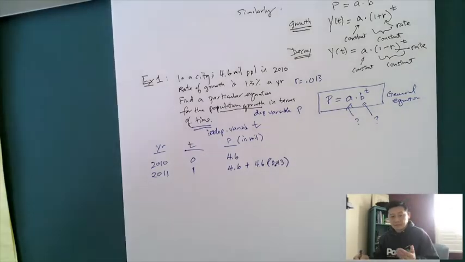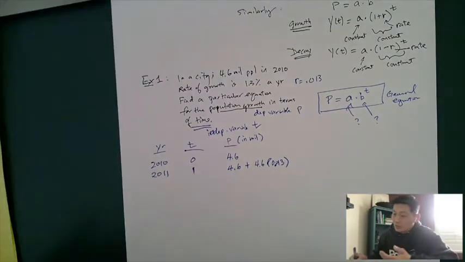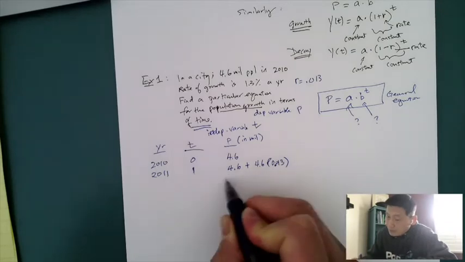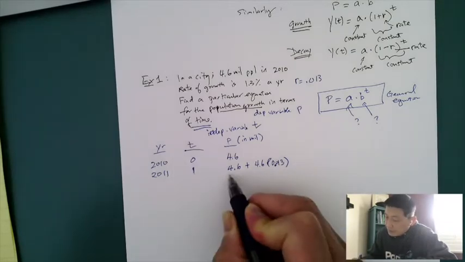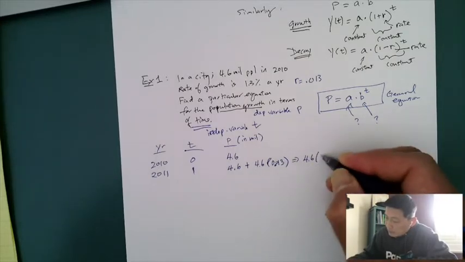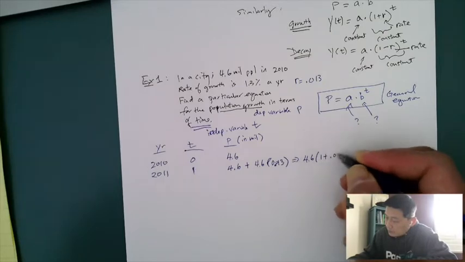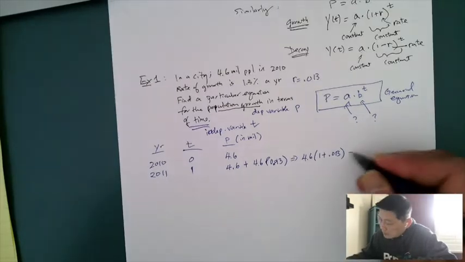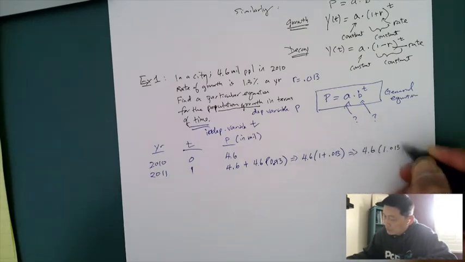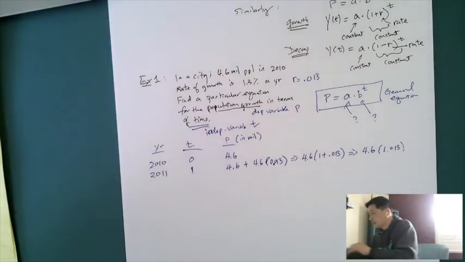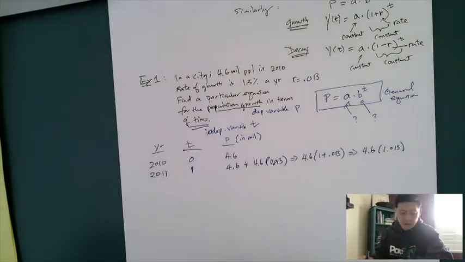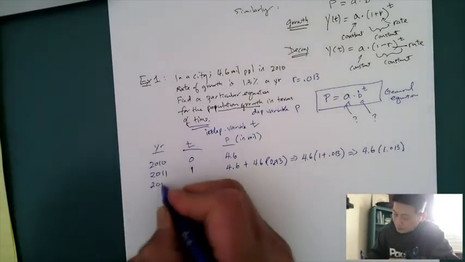Okay. So if you look at this, you can say, how can I write this in a form that is simpler? You can factor out the 4.6, and you end up with 1 plus 0.013. So you end up with 4.6 times 1.013. So far, so good? Okay, let's go to the next year, 2012.